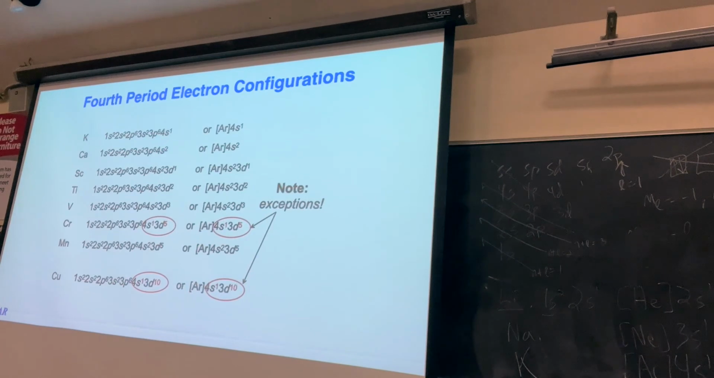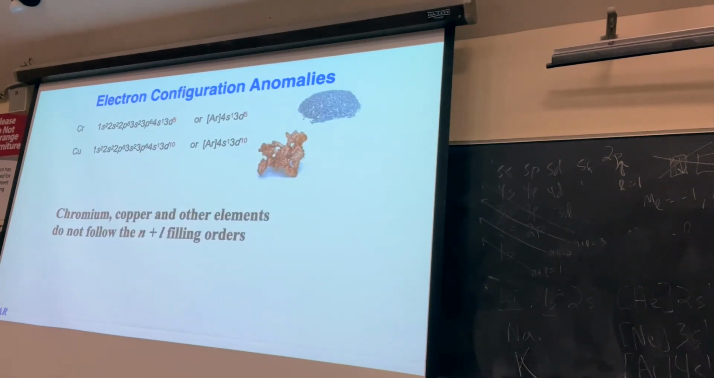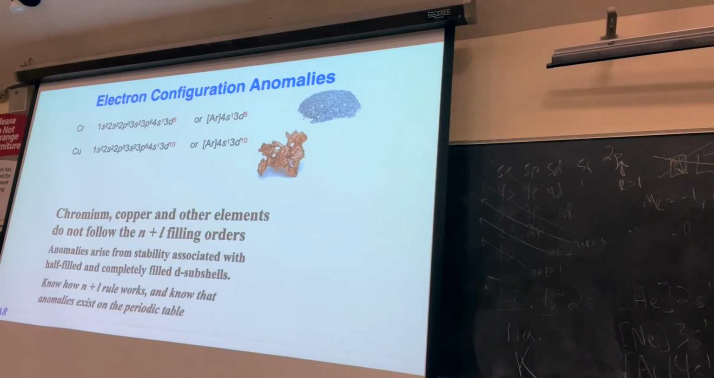Questions? Any of this? All right, so some of these elements don't follow n plus l, and chromium and copper are certainly the first two that don't. They supposedly come from anomalies, so if you have 4s1, 3d5, each electron gets its own orbital, which is supposedly more stable than having 4s2, 3d4, but it's not really understood why n plus l breaks down sometimes. Again, all I really want you to know is how n plus l works. If you gave me 4s2, 3d4 or 4s1, 3d5, I'd be happy with both answers. You're seeing a limitation in the chemical theory as of right now. Question?